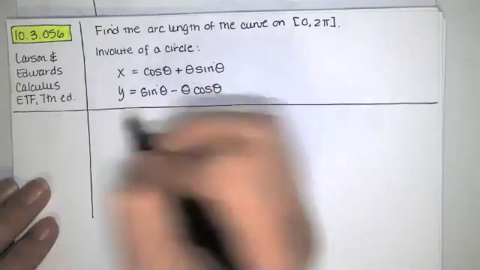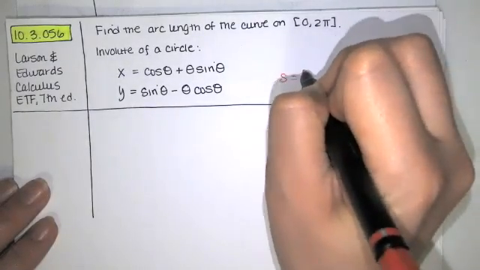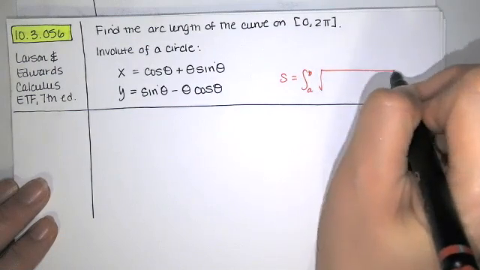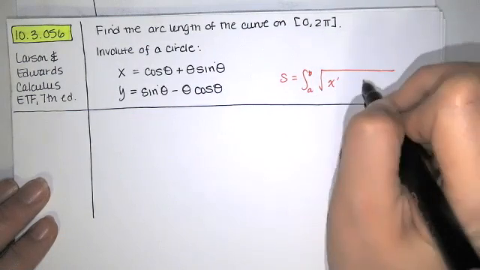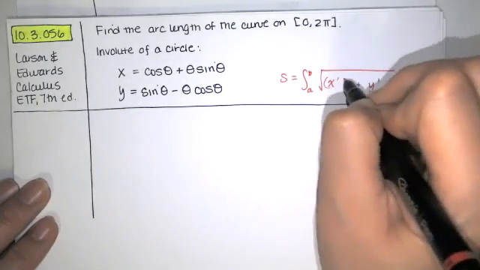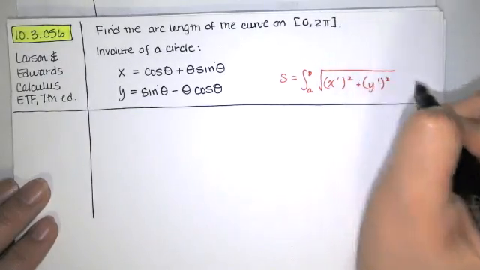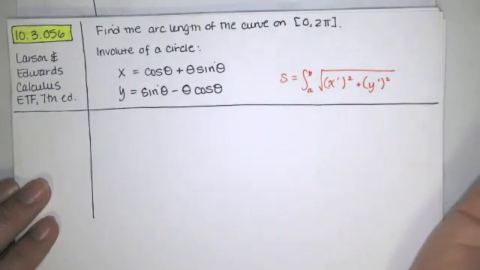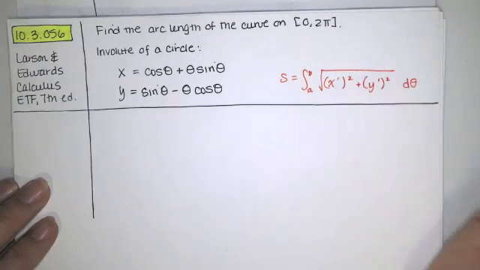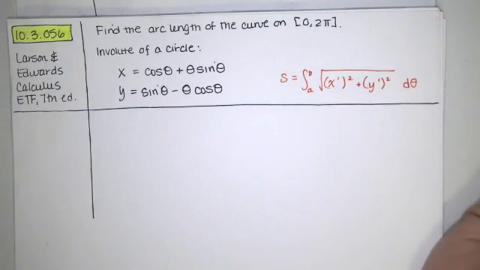Well, we know that the arc length is given by this formula, the integral from a to b of the square root of x prime of t squared plus y prime of t squared, with respect to t. Now, if we're using the variable theta instead of t, we'll have a theta over here, and these will be derivatives with respect to theta. So let's compute those.